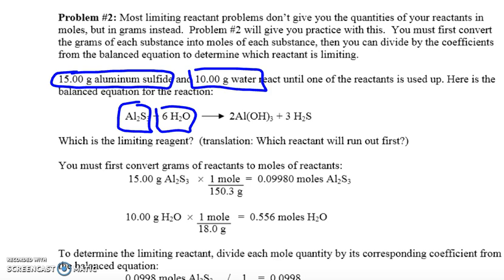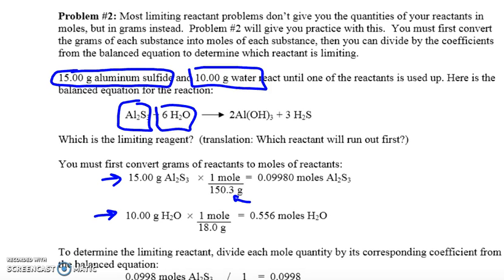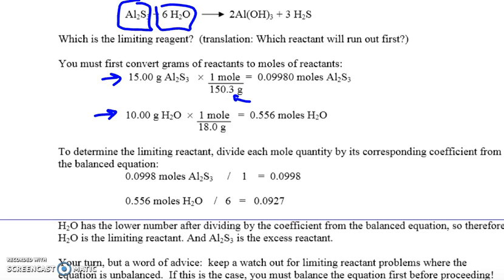So notice what we're going to do is take that 15 grams of aluminum sulfide, right? That's right here. And we're going to convert it to moles. Turns out the molar mass of aluminum sulfide is 150.3 grams per mole. And when you do this molar conversion, you get 0.0998 moles of aluminum sulfide. If we do the same manipulation to the water quantity, 10.00 grams, that is 0.556 moles of water. What we then do with those mole quantities is divide by the coefficient that came from the balanced equation.